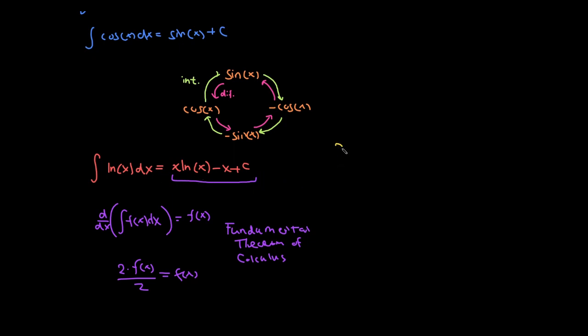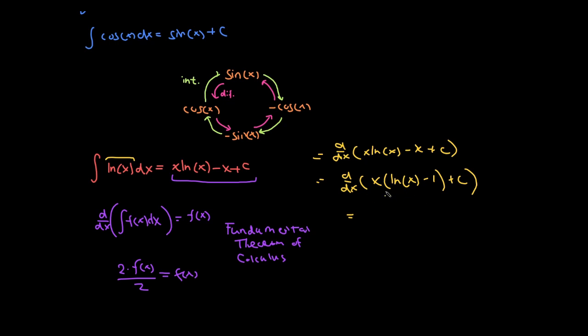right? So we want to differentiate x times ln x minus x and make sure that that actually comes out to be the natural log. Alright, so let's do this. So this should hopefully be familiar. So first of all, I'm going to factor out an x, so that's going to be x minus 1, and still add on a c.